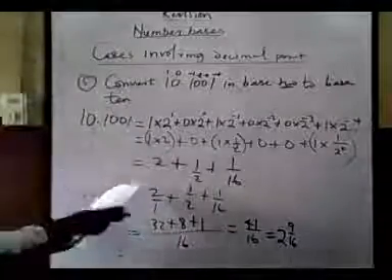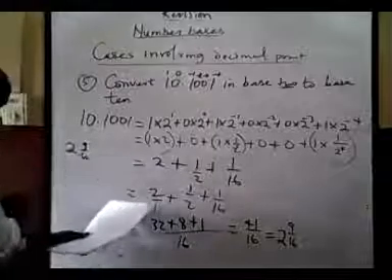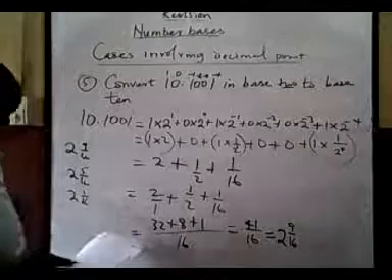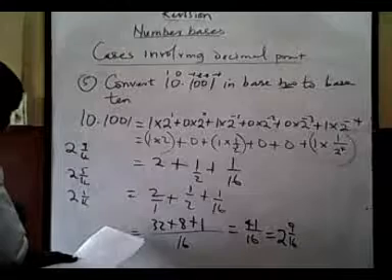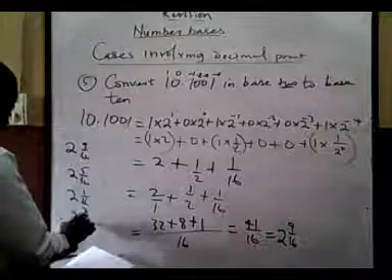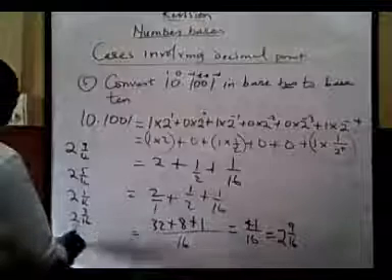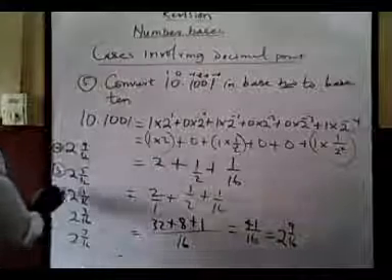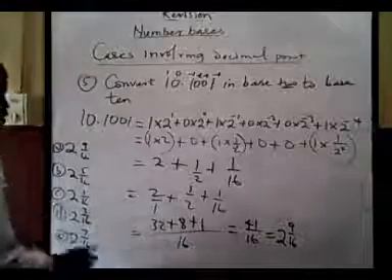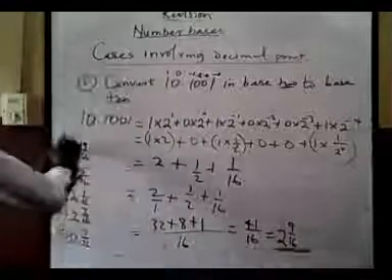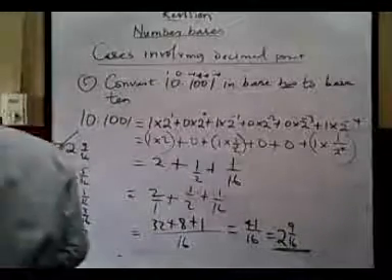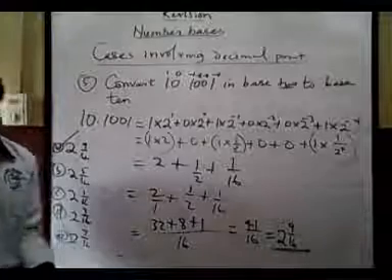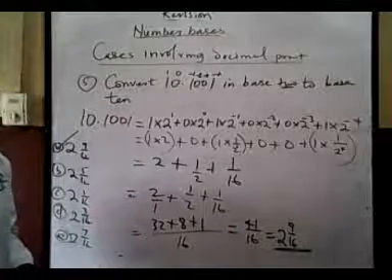We have 2 9 over 16. We have 2 5 over 16. We have 2 1 over 16. We have 2 3 over 16. We have 2 7 over 16. A, B, C, D, E. So the correct option here is option what? Option A. So after now, we now want to see how to add, how to subtract, how to multiply.